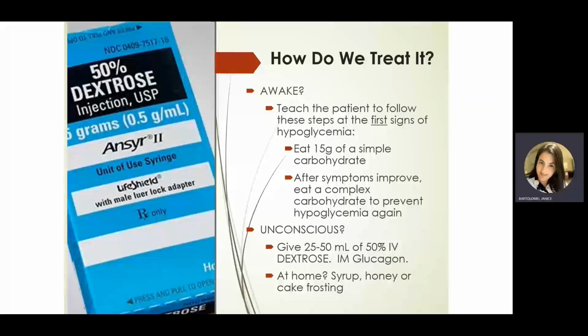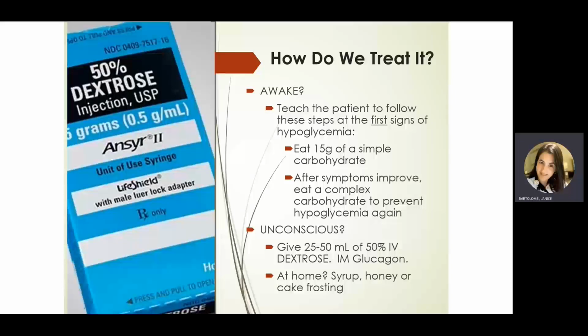Okay, now if we are unconscious, then that's a different story because we may not be able to tell the individual, hey, swallow this orange juice or drink this for us. So in that instance, we do always want to proceed with IV dextro, IV glucose, or IM glucagon.